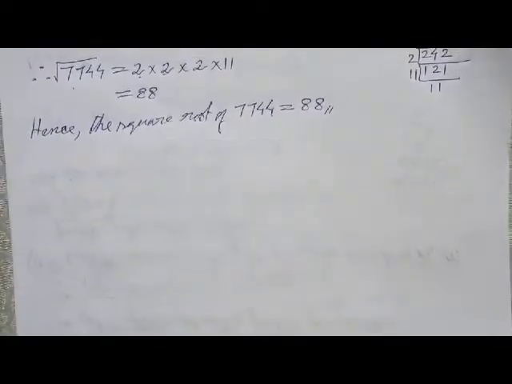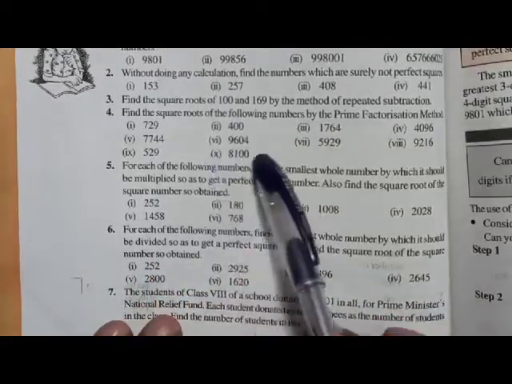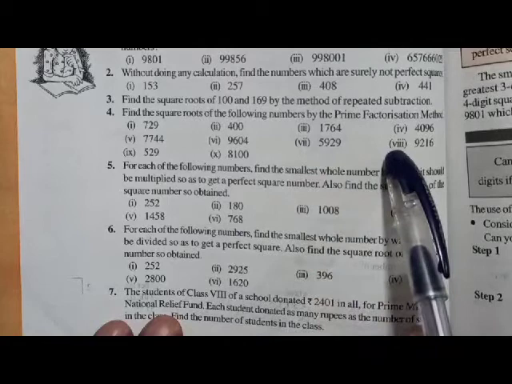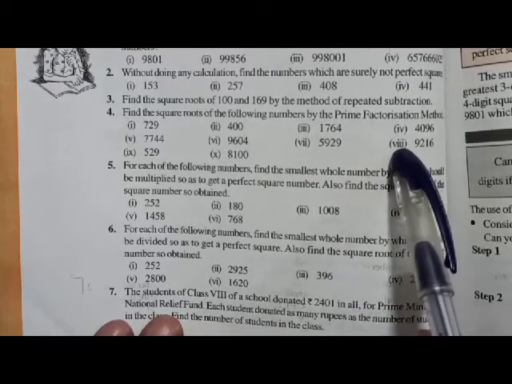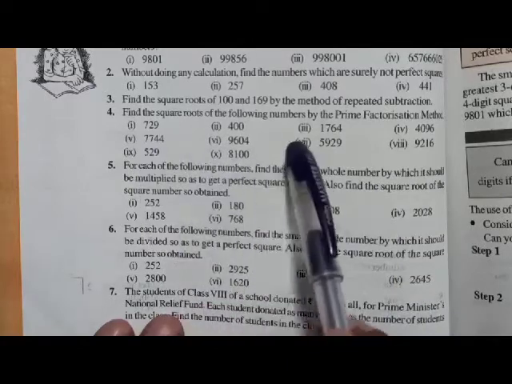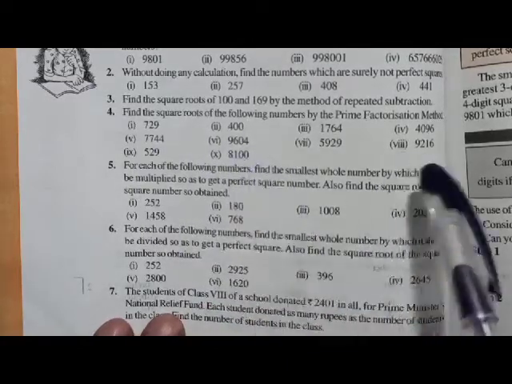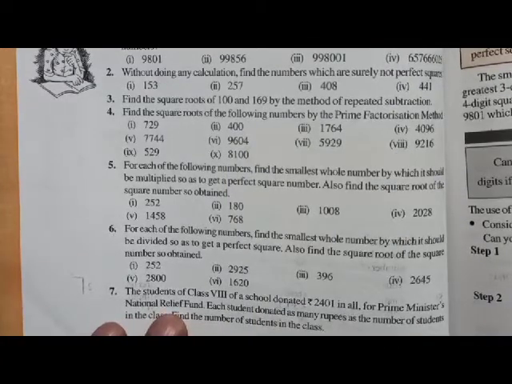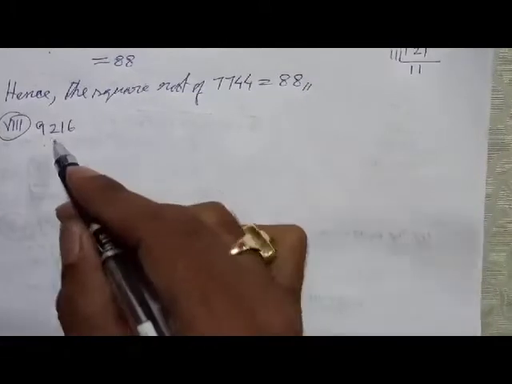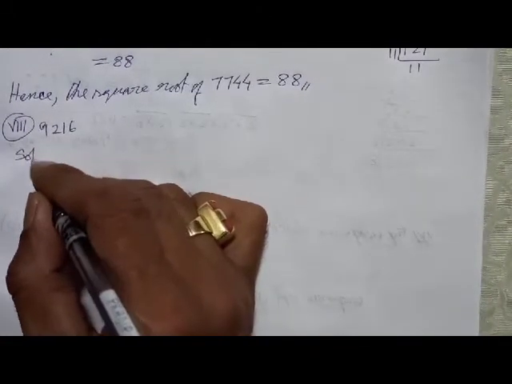Now let us select the question once again. Okay, next question. Numbers 6, 7, 8. Let's do 8. Okay. And the remaining questions you need to practice at home. So now let's do this number 8. Now number 8, 9216. Now the solution.